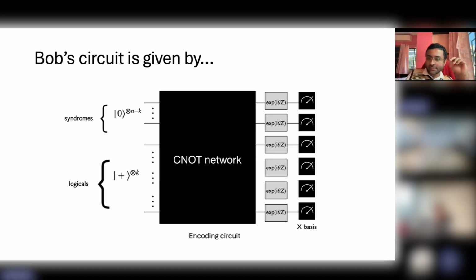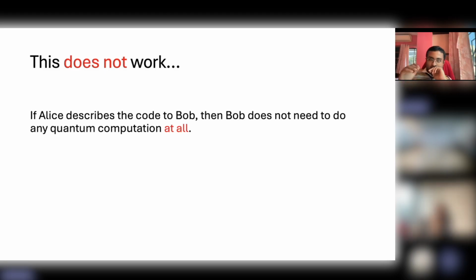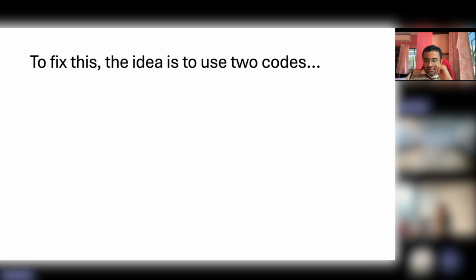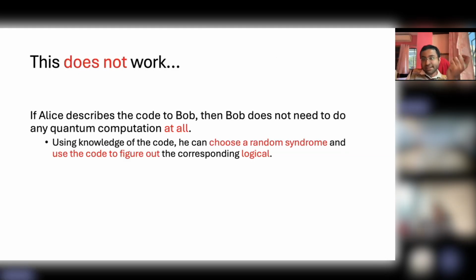Okay, if not, then the point here is this doesn't actually work. So this doesn't give you any quantum advantage. Why? Well, if Alice describes the code to Bob, then there's a very simple way to spoof the verification scheme that I just outlined without doing any quantum computation at all. So Bob knows what the code is. So Bob can just sample a random syndrome and use the code to map that syndrome to a proper logical. And so that spoofs the verification strategy that I just outlined. It's a very simple spoof.